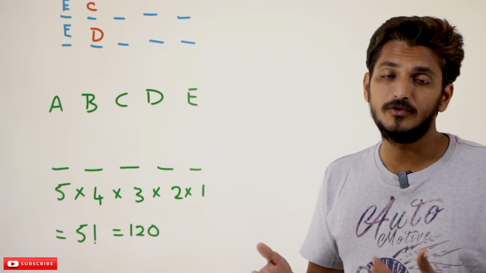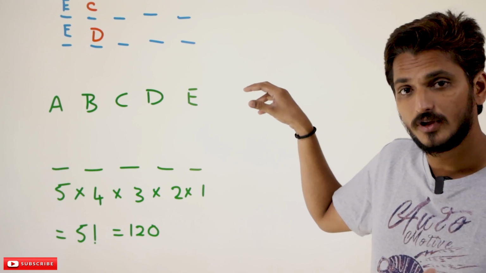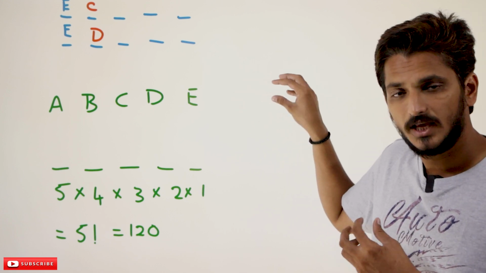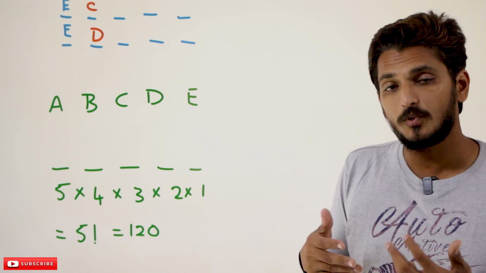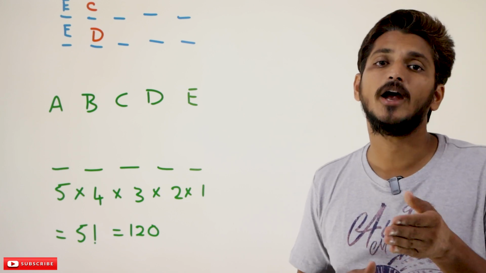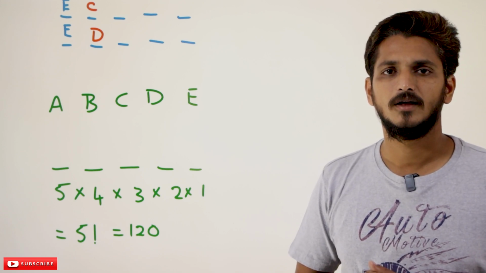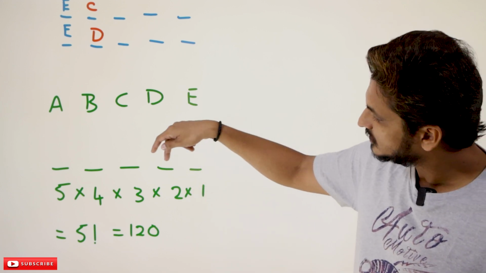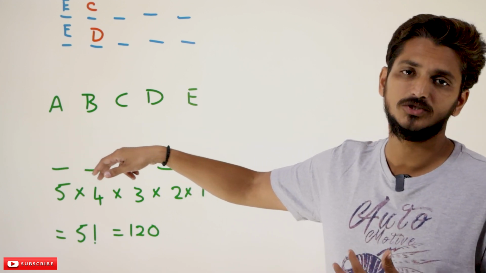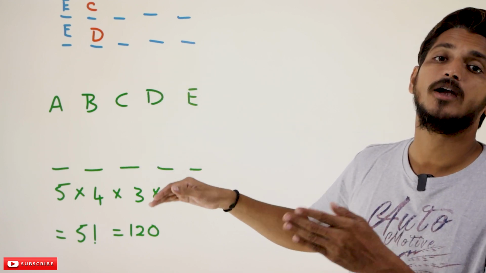Suppose one more example: if they have given n alphabets and they asked you to fill these n alphabets in n different positions, how many possibilities do you have? n factorial ways. That is the number of possibilities you have to fill these positions. So you can arrange these alphabets in n factorial ways.